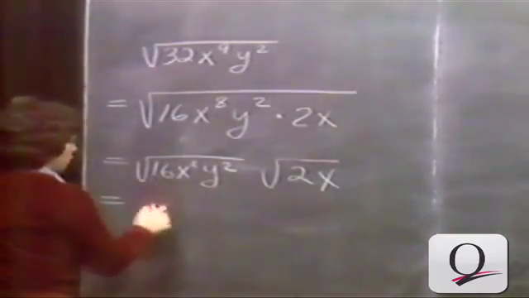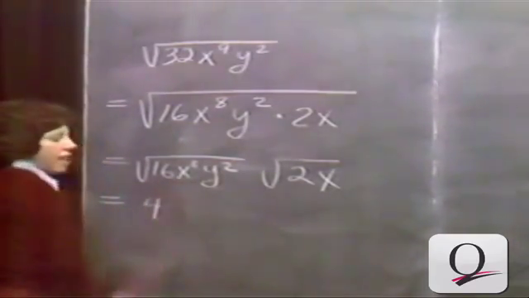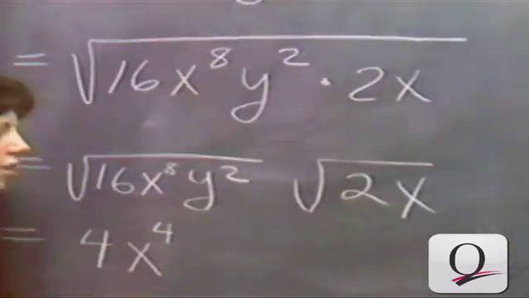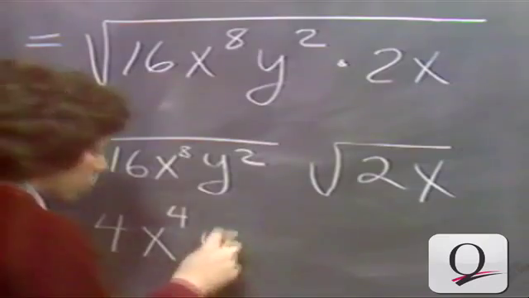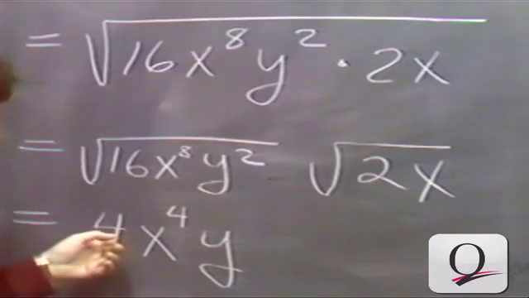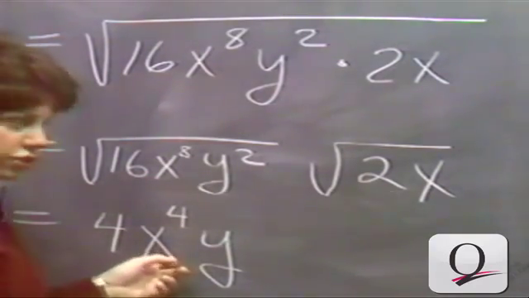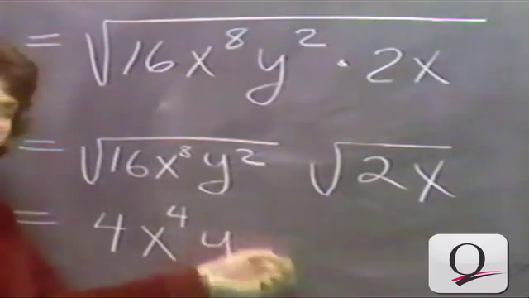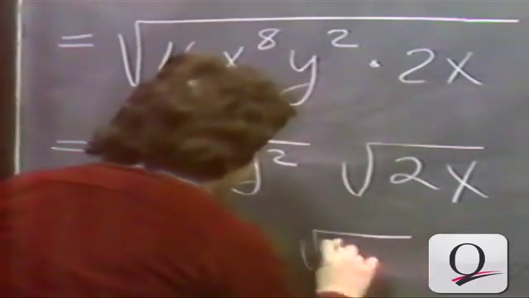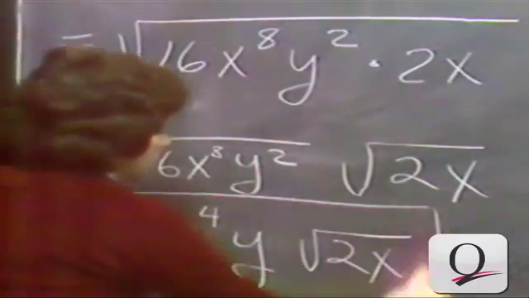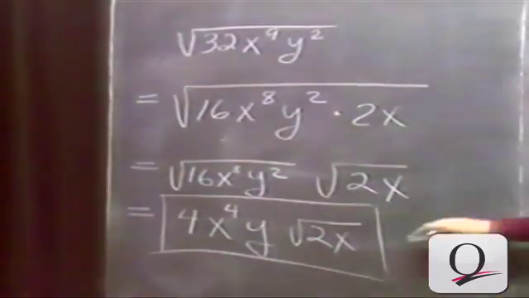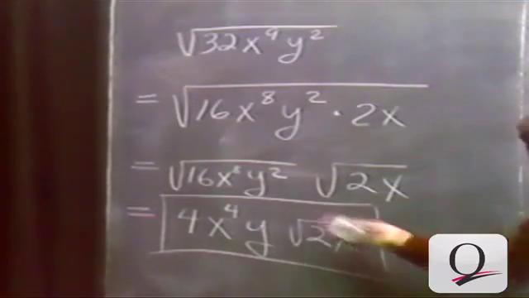First, you take the square root of 16, which is 4. Now, the square root of x to the 8th, the square root of x to an even power is x to 1/2 of that power. The square root of y to an even power is y to 1/2 of that power. Okay? If you were to square this, you would get 4 times 4, 16. X to the 4th times x to the 4th. You add the powers, you get x to the 8th. Y times y gives you y squared. So you have 4x to the 4th y times the square root of 2x. And this is now in simplest radical form. There are no other perfect square factors other than one that we could pull out here.